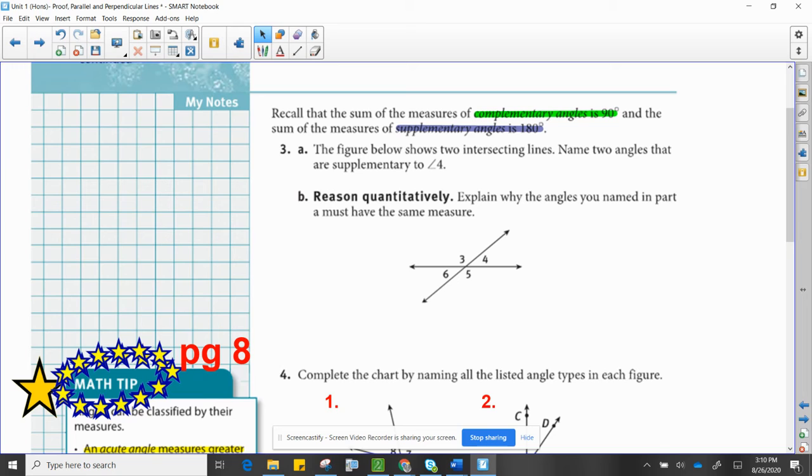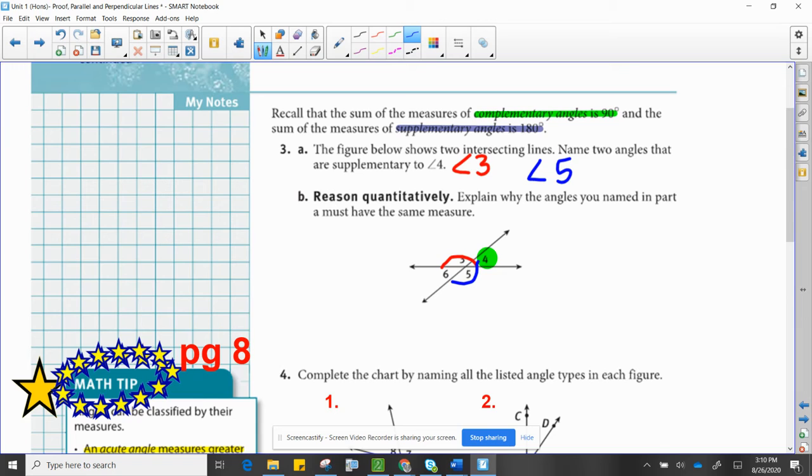So it says the figure below shows two intersecting lines. Name two angles that are supplementary to angle 4. So let's mark angle 4 here. Use a highlighter. There's angle 4. So they want to know what two angles are supplementary to that angle. Well, if I'm looking at my picture, remember supplementary would form a straight line. So what angle with number 4 would form a straight line? We have this angle here. So angle 3 would be supplementary. But we also have this angle here. This could give us a straight line also. So we have angle 5 here.